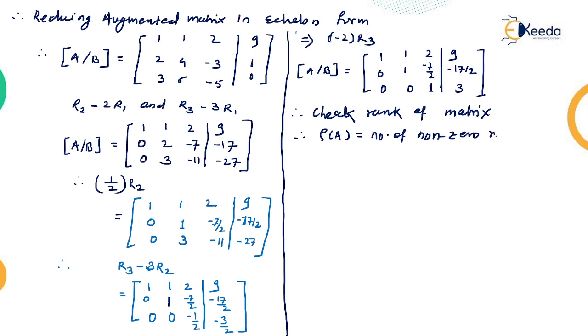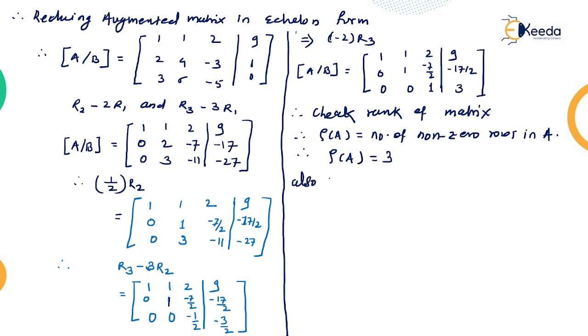Non-zero rows in matrix A. So the rank of matrix A is the number of non-zero rows in matrix A, which is 3. Therefore, the rank of matrix A is 3.